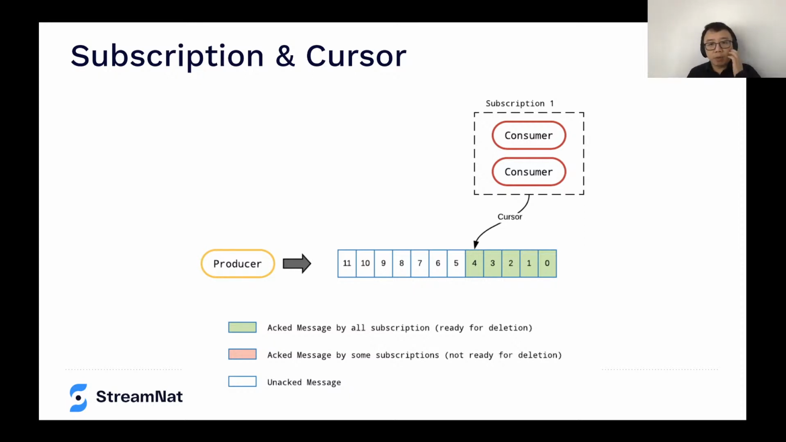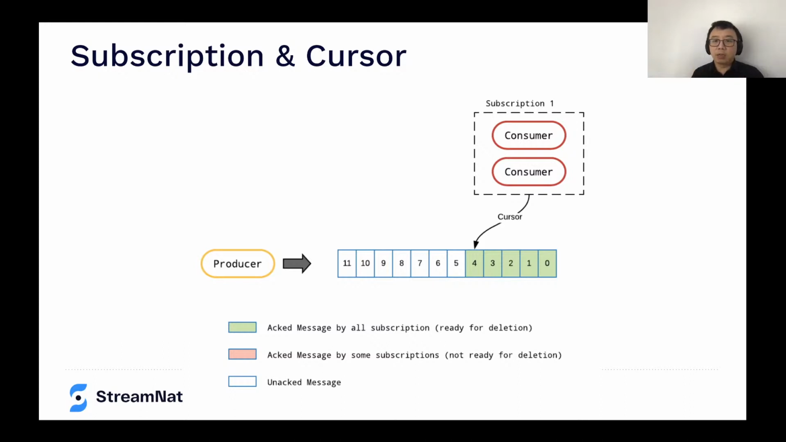In this diagram, the cursor is simplified as an offset, and that offset is positioned at message 4. That means messages before message 4 are already acknowledged by all the consumers, and those messages are ready for deletion.